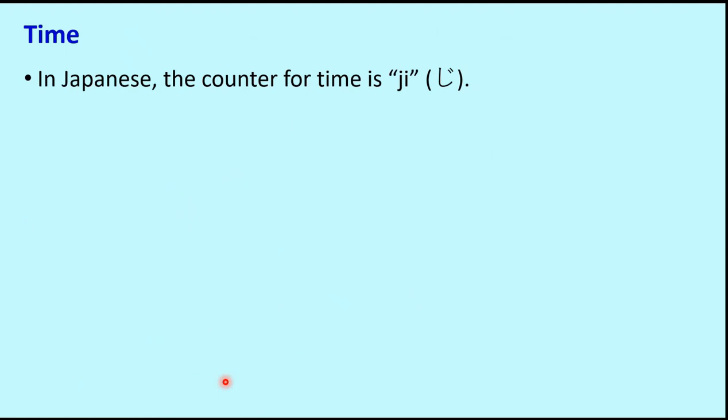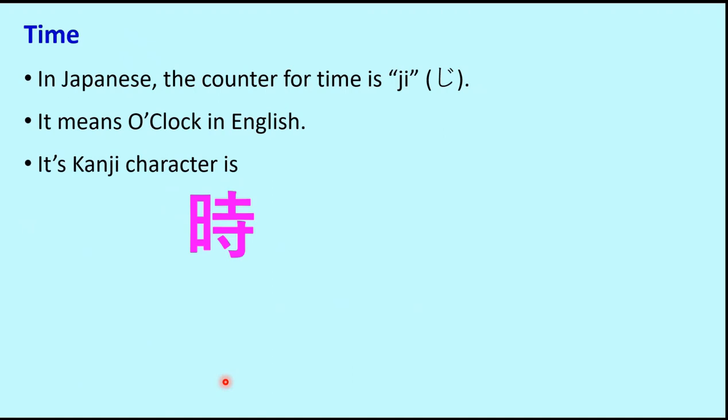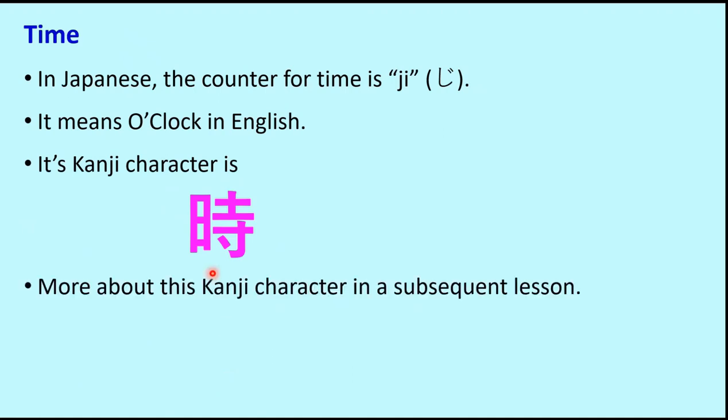In Japanese, the counter for time is ji. It means o'clock in English. The kanji is like this. We shall be learning more about this kanji character in a subsequent lesson when we continue with our kanji series. But for the time being, I can tell you that this kanji is composed of two kanji characters.